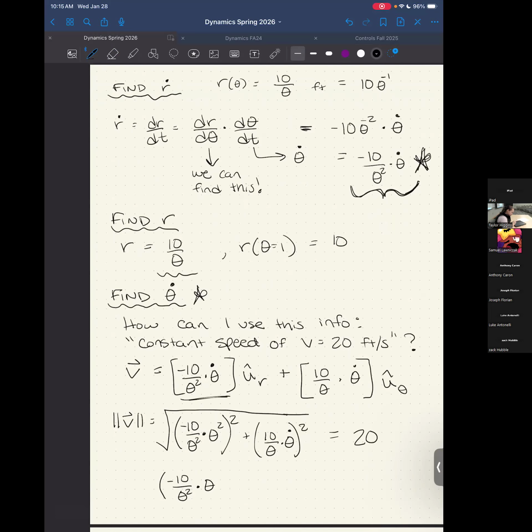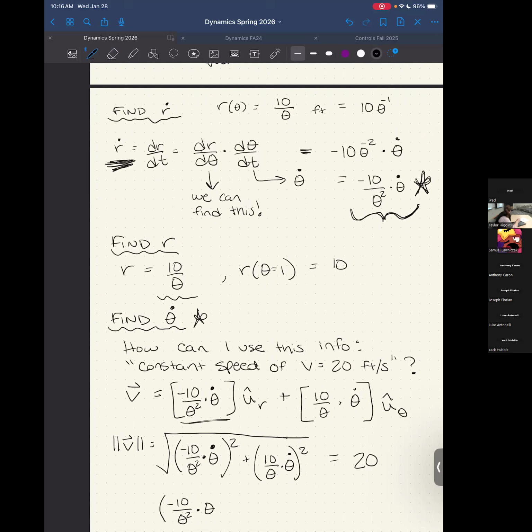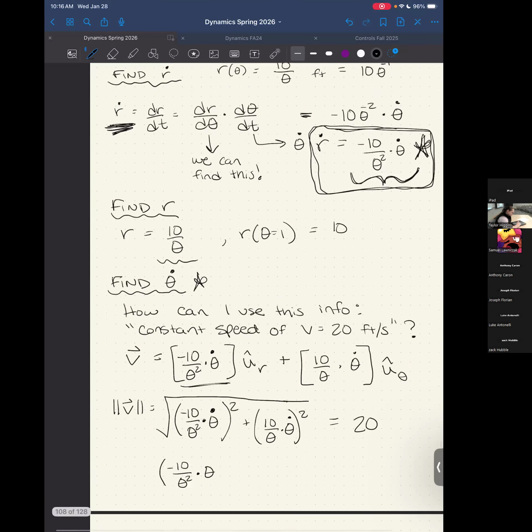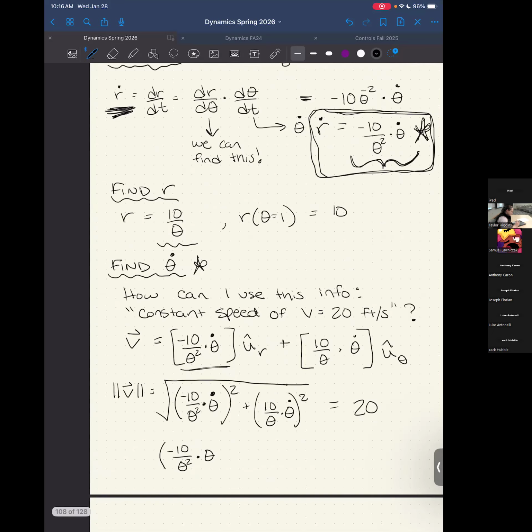Do you agree with this now, Samuel? I don't know why you're multiplying by theta dot. So r dot up here is equal to dr d theta times d theta dt. So we found this is the expression for r dot. I'm circling it right now. That makes sense. Okay, good. I think I fixed it. Y'all agree? Okay, good.